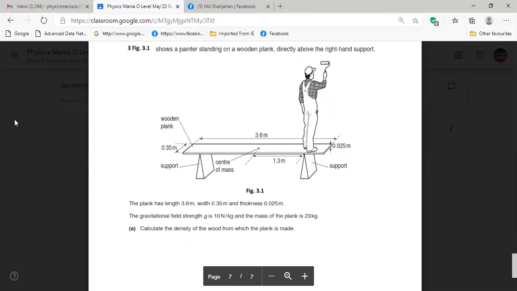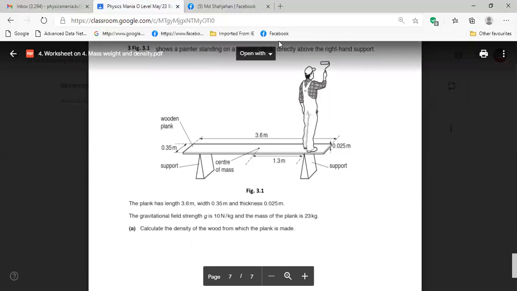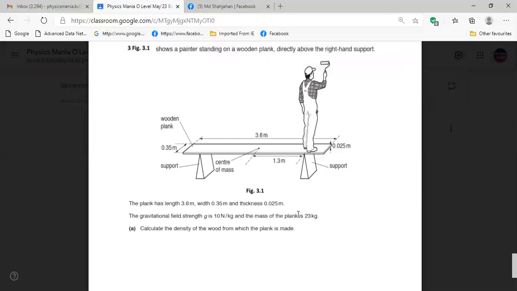Hello? Yes, sir? Are you doing it? Calculate the density. Yes.